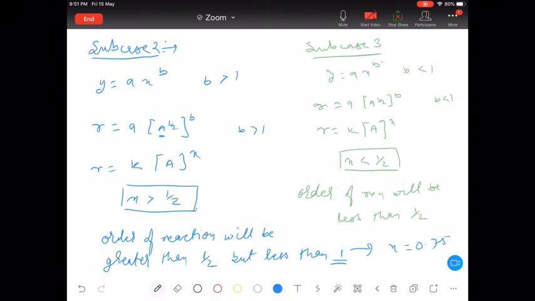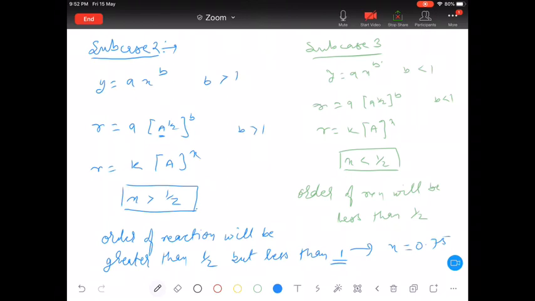Any confusion, any doubt? Similarly, if I obtain sub case 3, then the next iteration will be what? I'll assume that the order is less than 1, so R versus A to the power 1 by 4 if I plot. Again, if a y is equal to mx type of curve comes, then I can say the order of reaction will be 0.25. Again, if either of these two different types of sub cases come, then we can assume that the order will be greater than 1 by 4 and less than 1 by 2, in between like that.